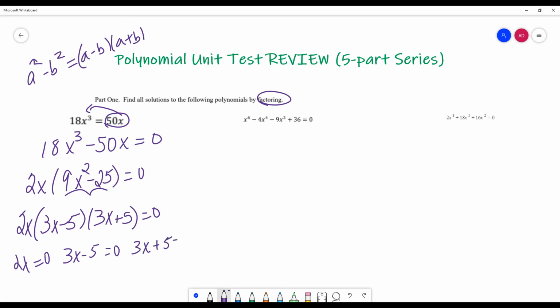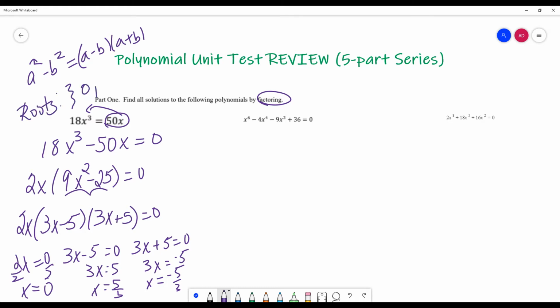I know, super fun. So over here, when I divide both sides by 2, I just get x is equal to 0. Kind of boring, I know. Over here, when I bring the 5 over, it becomes a positive 5, and it's going to give me 5/3. And then last but not least, when I bring the positive 5 over, I get negative 5/3. So your answers to these, your roots, are going to be 0, 5/3, and negative 5/3.